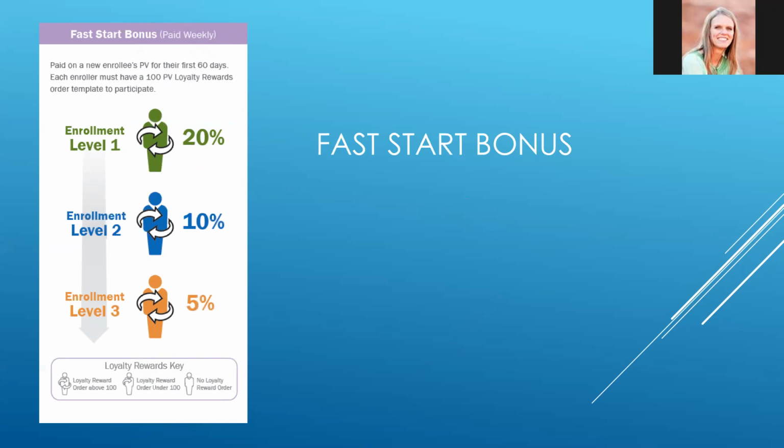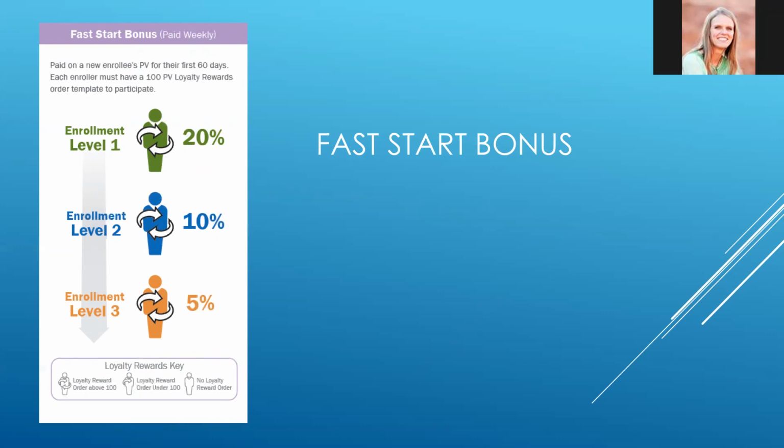So say they set up their loyalty rewards order and they place another $100 order, 100 PV order in November, you're going to get another $20 on that purchase. So that's the value of helping them to get on the loyalty rewards program right after they enroll, so that you continue to get your fast start bonuses off of that purchase. And then after the 60 days, they roll into the unilevel, which we'll talk about in just a moment.